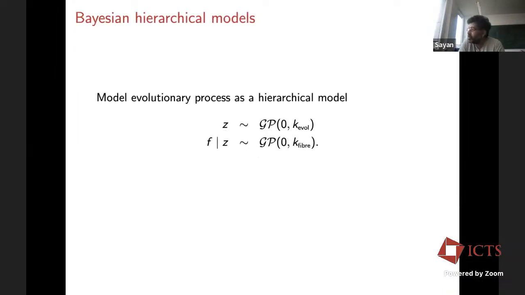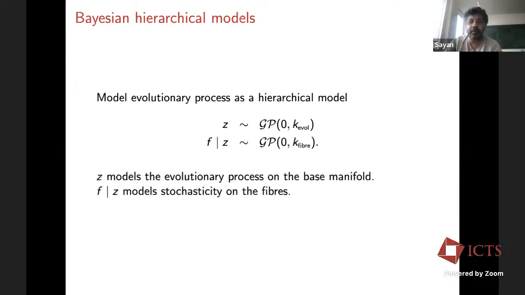I'm a Bayesian, and I use a lot of Bayesian hierarchical models. So what I'm going to formulate is the following. I have Z, my base manifold. That's where the evolutionary process is happening. And then I have F, which is mathematically, formally, a fiber, but really it's your shape. And that again is going to be a conditional Gaussian process. I don't know why I wrote it with the British spelling, maybe because I'm giving a talk in India.